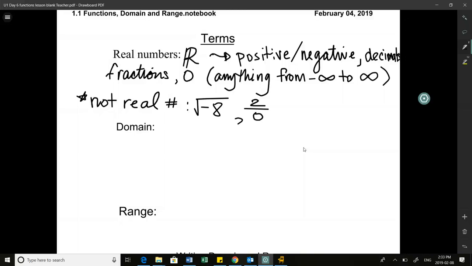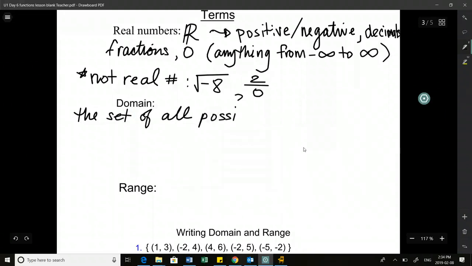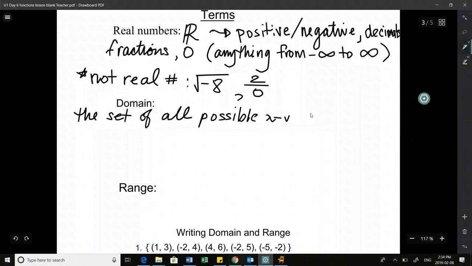All right, so we're going to use this in kind of our language for domain. So domain, every single time I say domain, I want you to think X and I want you to think horizontal, okay? So domain is the set of all possible X values of a relation. Okay, and when you think domain, I want you to think left to right, horizontal.